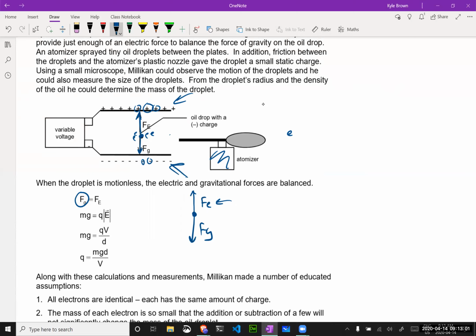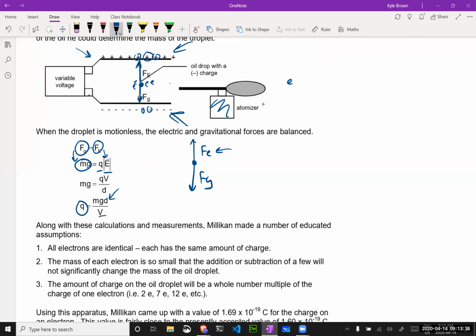And then he did some math with it. He said, okay, if Fg is equal to Fe, he knew that Fg was equal to mg, and he knew Fe was equal to the charge times the electric field. And he's able to know the electric field from his experiment. Then he's able to rearrange for Q, right? And he can figure out that Q is equal to mg times the distance between the plates over the voltage.